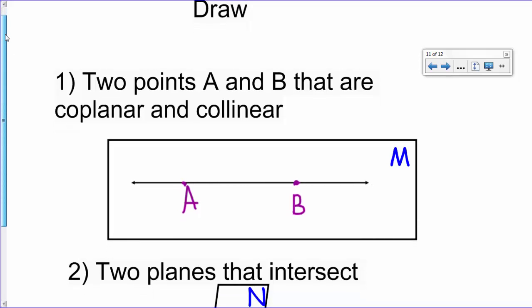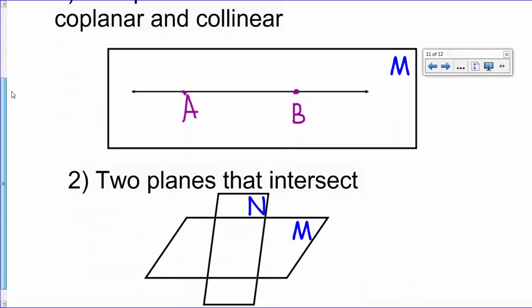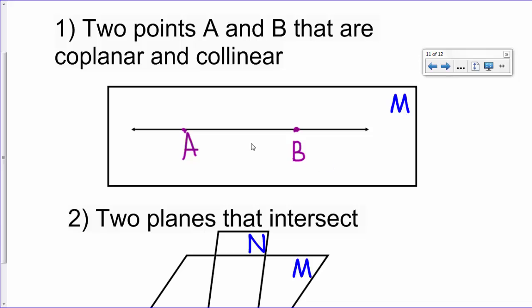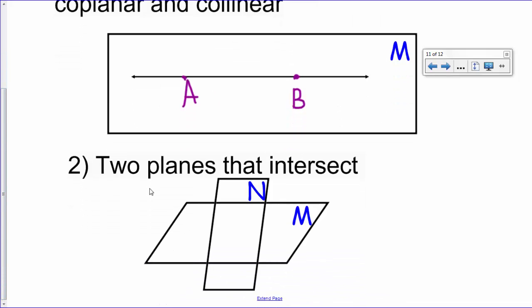The first one has 2 points, A and B, that are coplanar and collinear. Remember, coplanar means they're in the same plane, collinear on the same line. Here are points A and B on the same line in plane M. Second example are two planes that intersect. Here's an example of plane M and plane N that intersect.